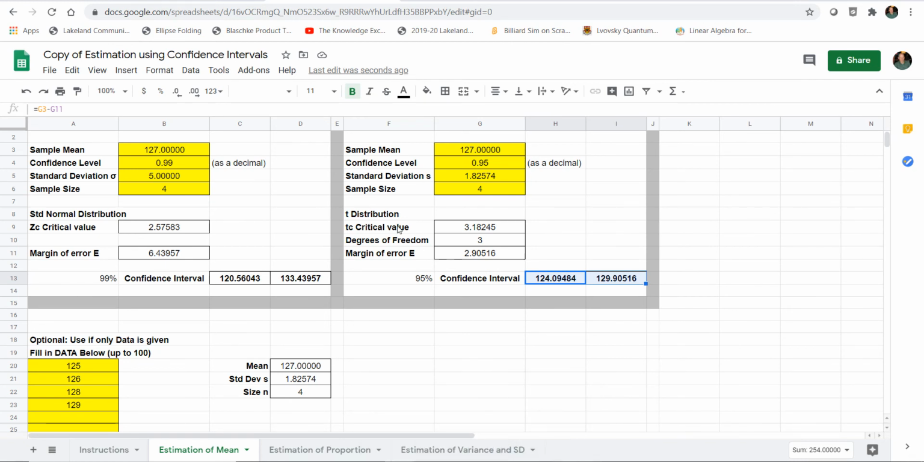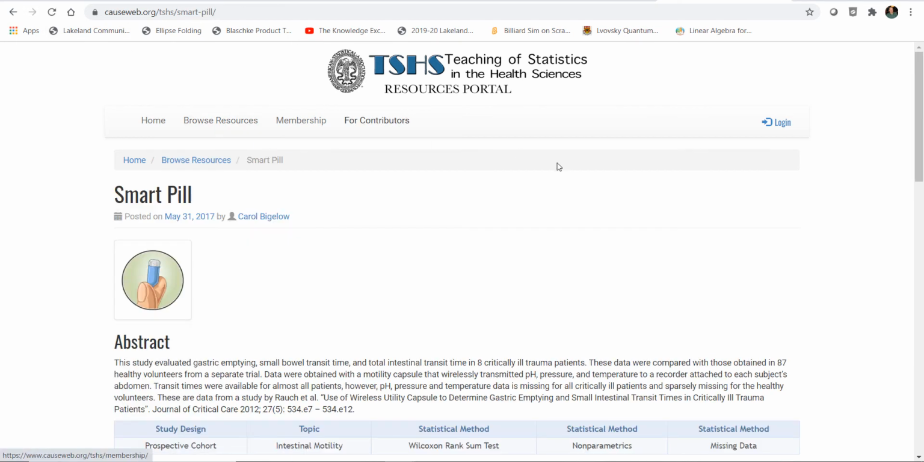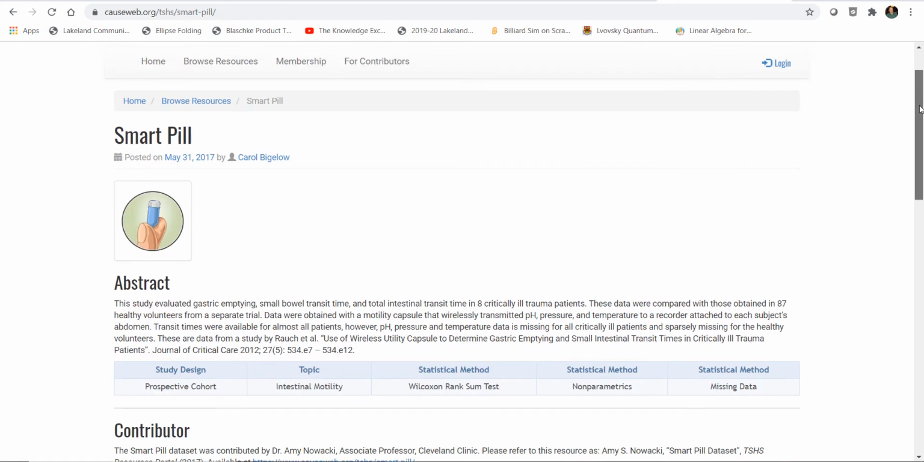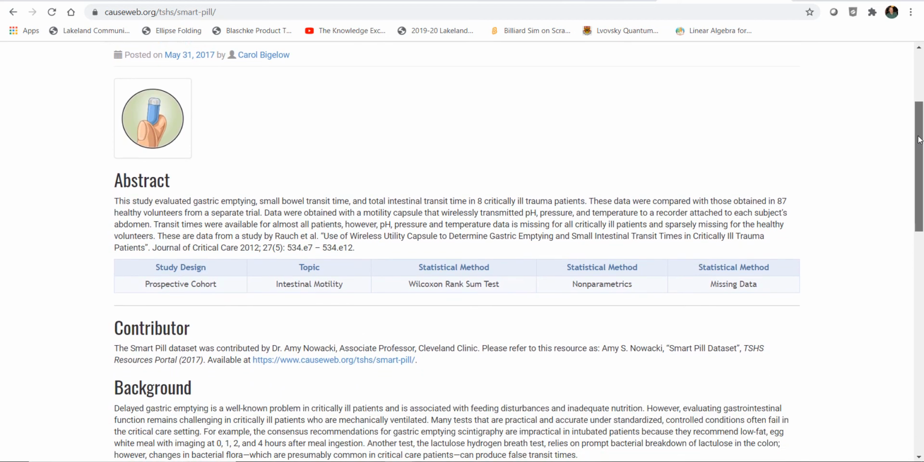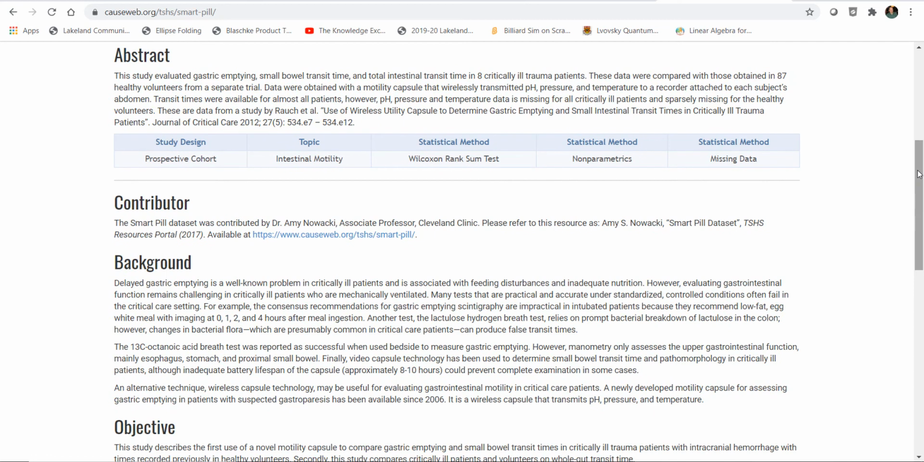I had another problem that I got. This was actually really cool. I was given these Teaching of Statistics in the Health Sciences Resources portal, and I went ahead and read one of the studies about a smart pill. Okay, and so a couple things that are happening here. They give you all kinds of stuff here. By the way, this study was from Dr. Amy Nowacki, Associate Professor at the Cleveland Clinic.